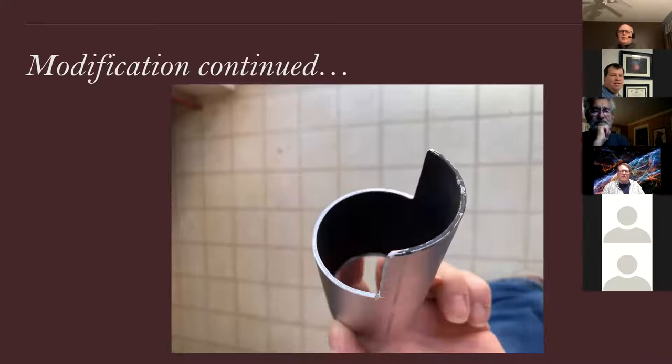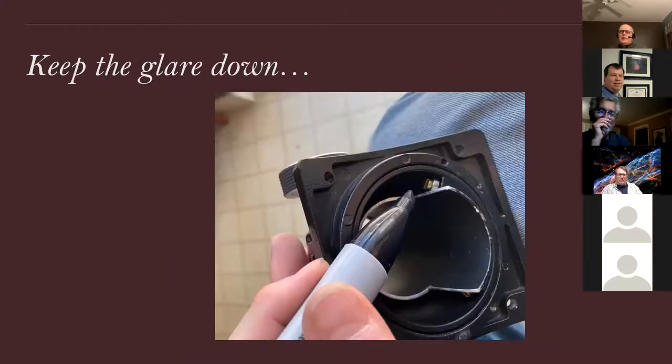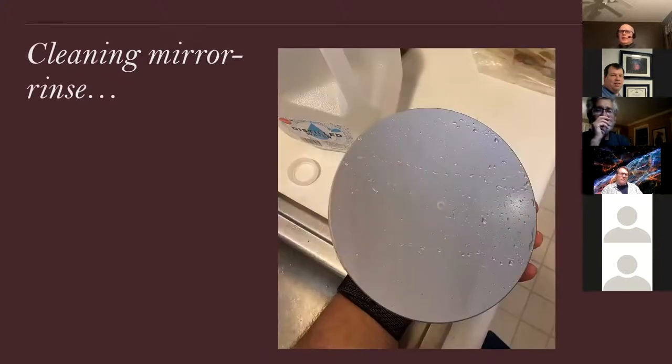So the idea was, yes, I can't completely eliminate how much the tube goes in there. Otherwise, I don't have much roll on the focus, but I can reduce the amount of light that it blocks. I did go ahead and use a high-tech magic marker to reduce the glare on that guy. And then I started cleaning the mirror.